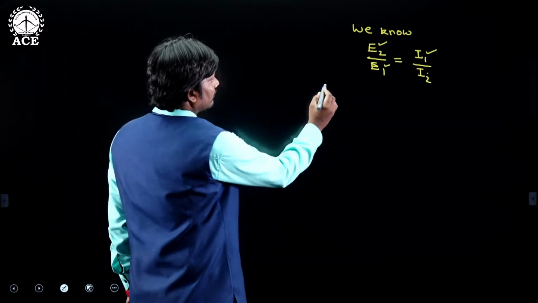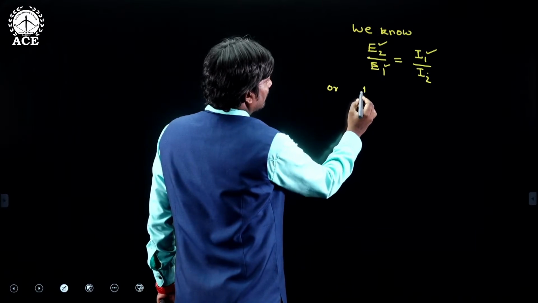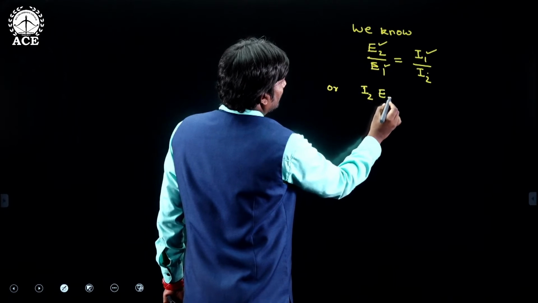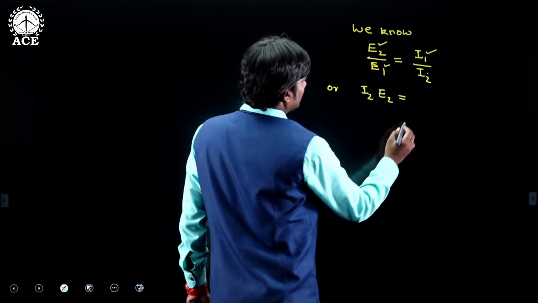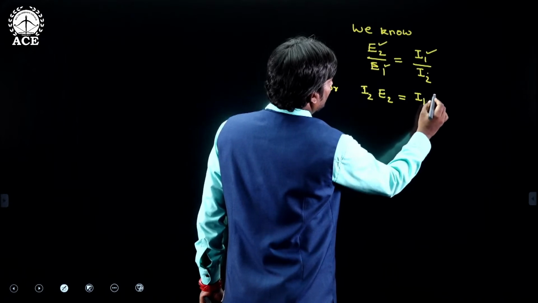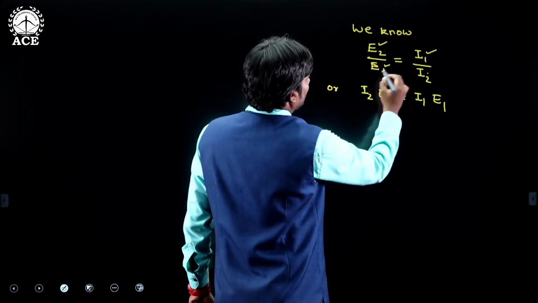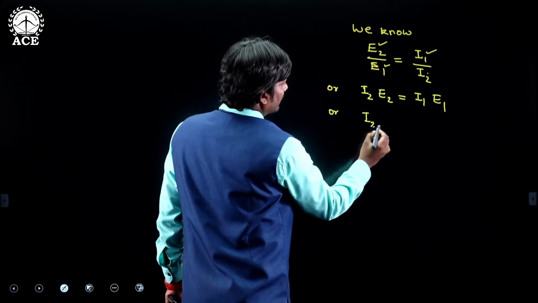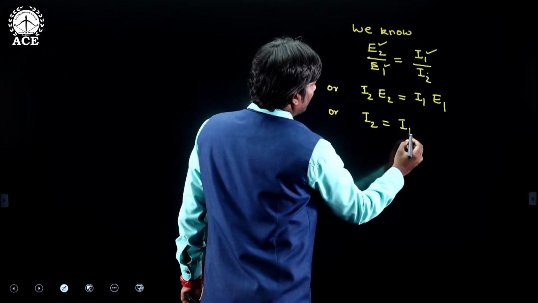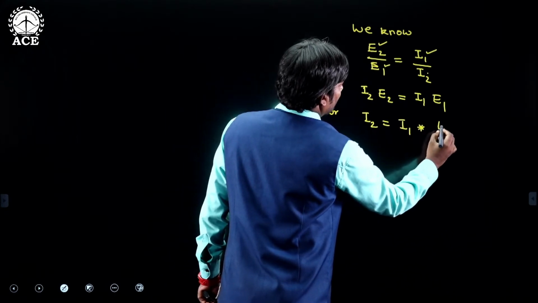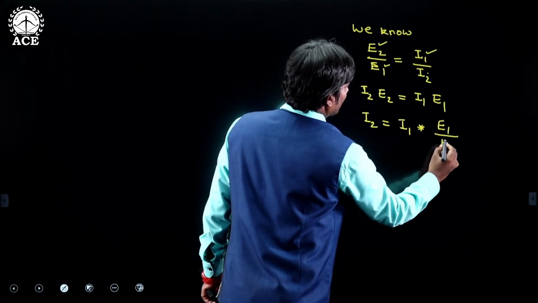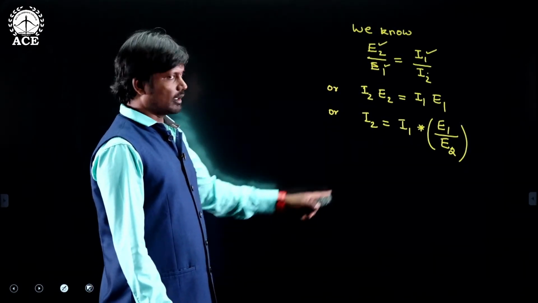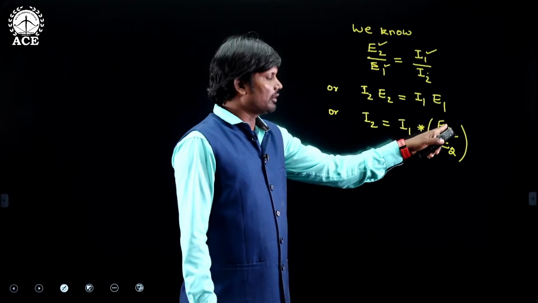Or cross multiply: I2 E2 is equal to I1 into E1, or I2 is equal to I1 into E1 by E2. Now substitute all the values, this I1, E1 and E2.